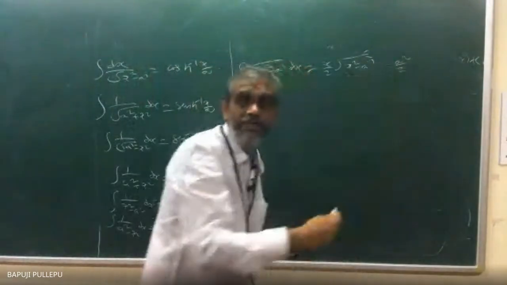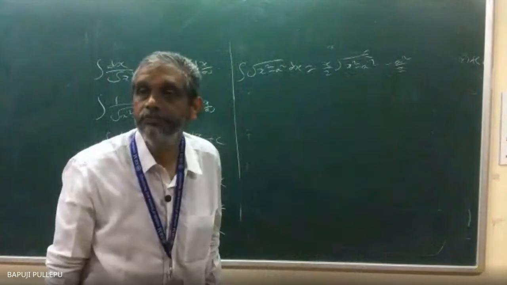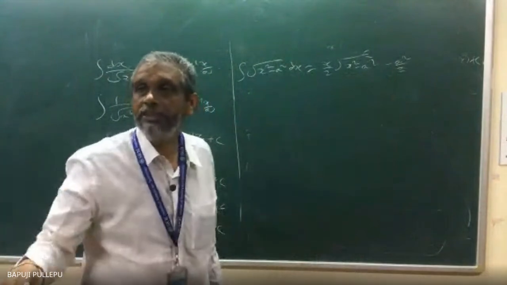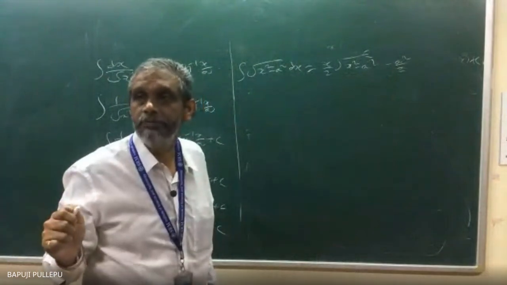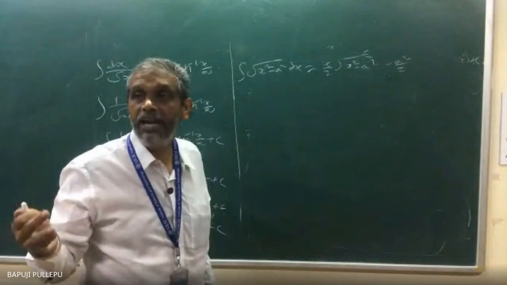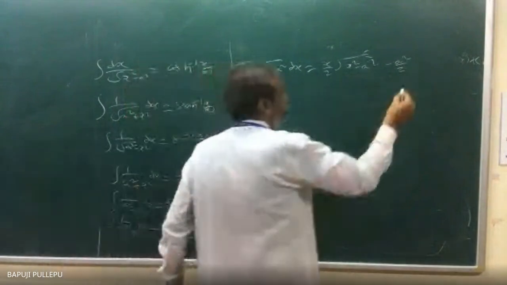If it is down, who will come? 1 by root of x square minus a square, who will come? Formula. Plus up.